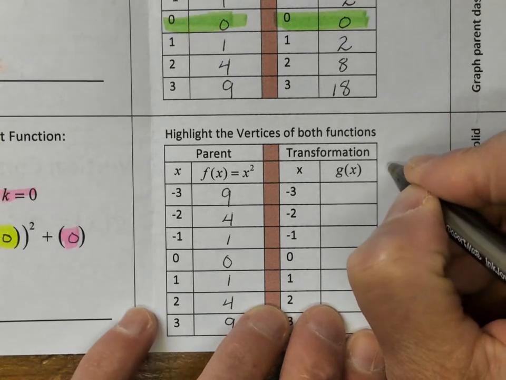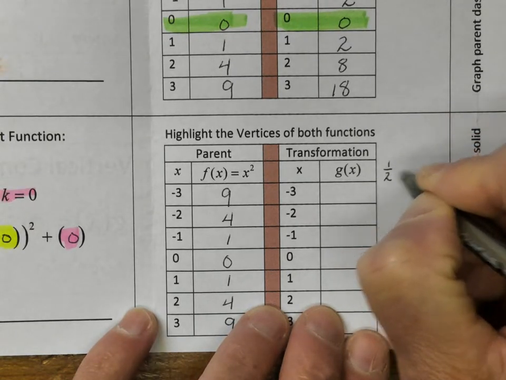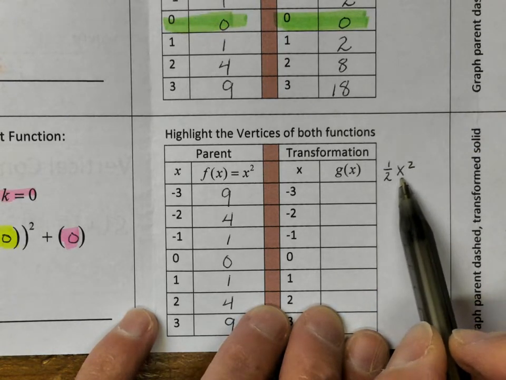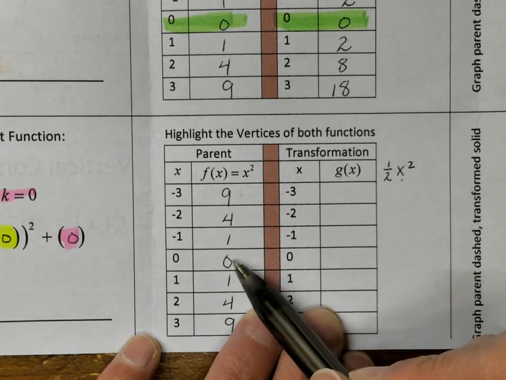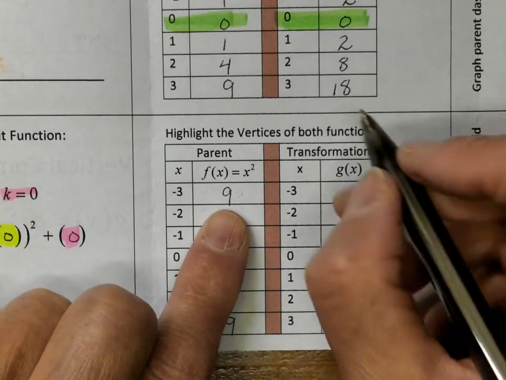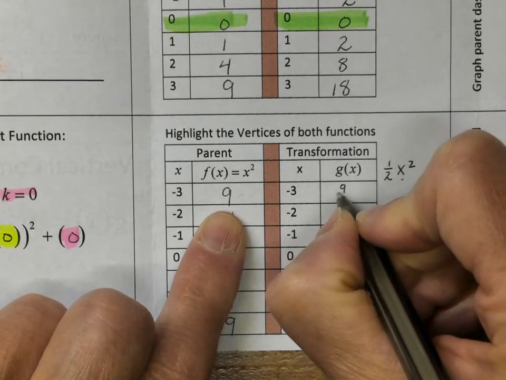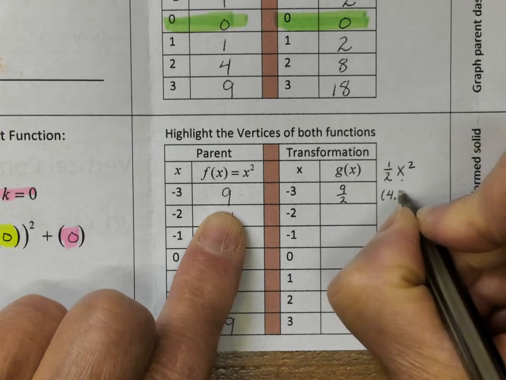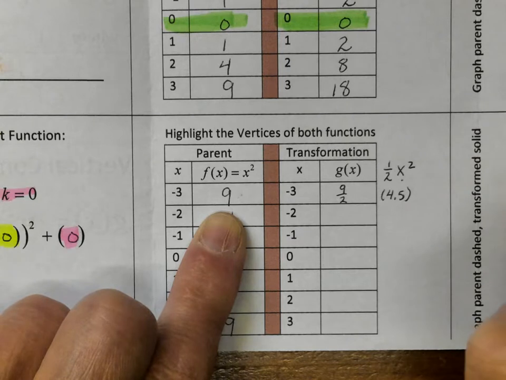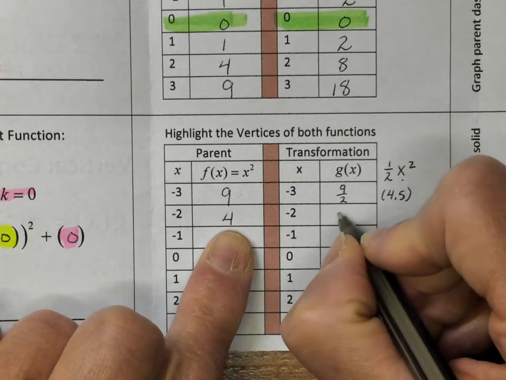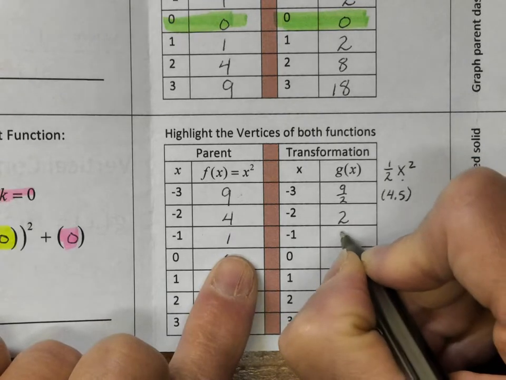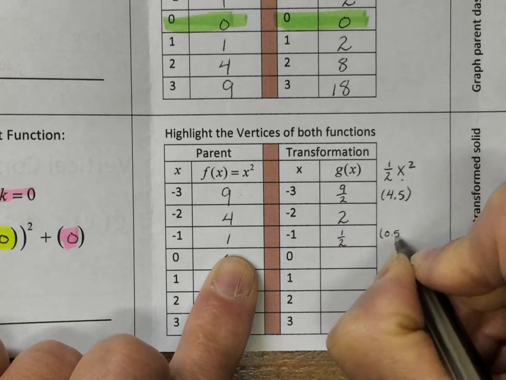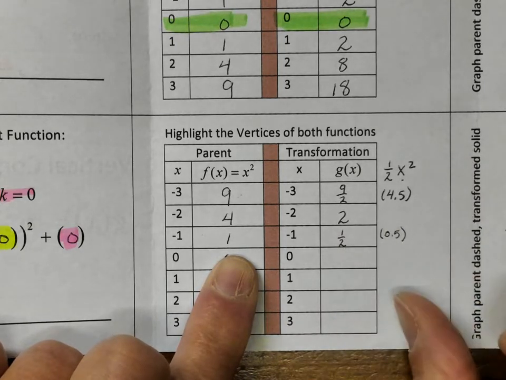So remember, my new function is 1/2 x squared. So that means I'm going to take 1/2 of x squared. Well, these numbers here are all x squared. So 1/2 of 9, I'm going to write it as 9/2. Yes, that's the same as 4.5, but we're going to keep it as 9/2. Half of 4 is 2. Half of 1 is 1/2. That's the same as 0.5, but we're going to write 1/2.